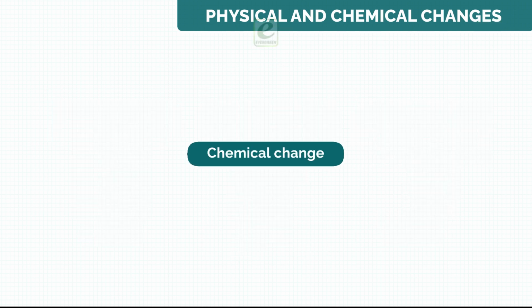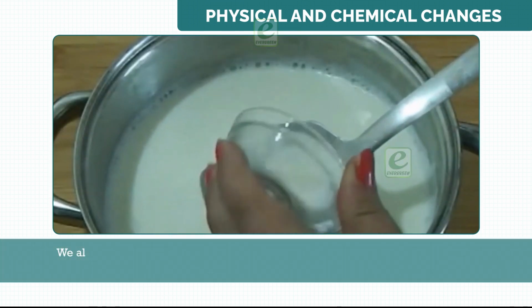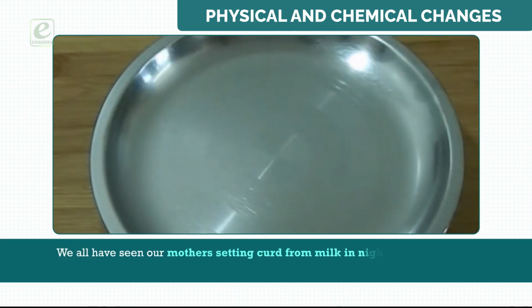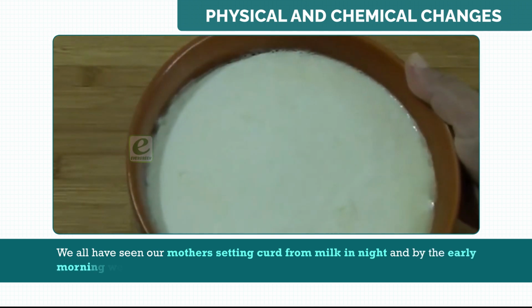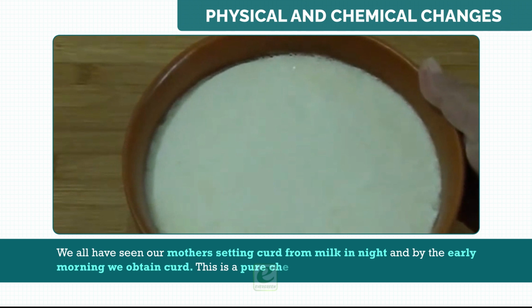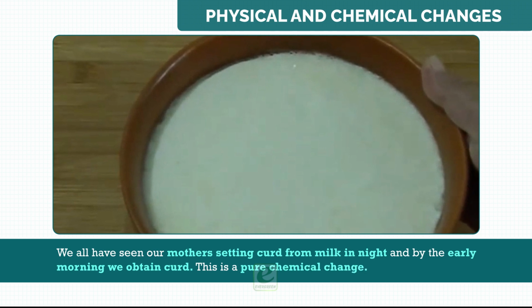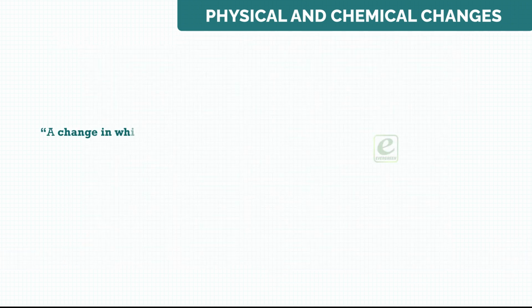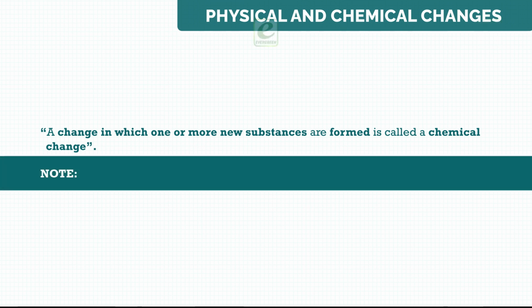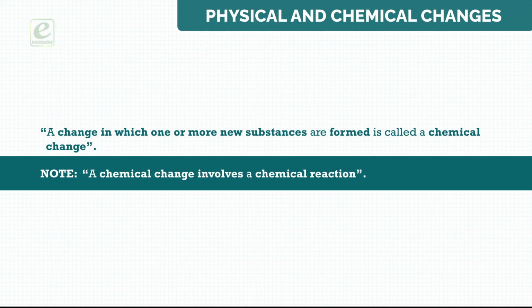Chemical change. We have all seen our mothers setting curd from milk at night, and by the early morning we obtain curd. This is a pure chemical change. A change in which one or more new substances are formed is called a chemical change. Note: a chemical change involves a chemical reaction.